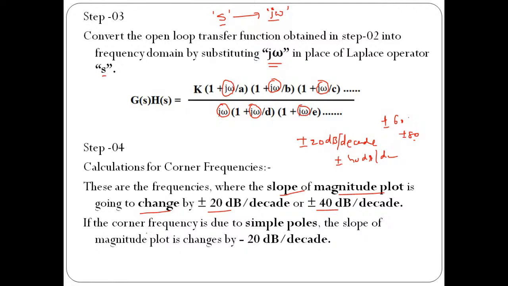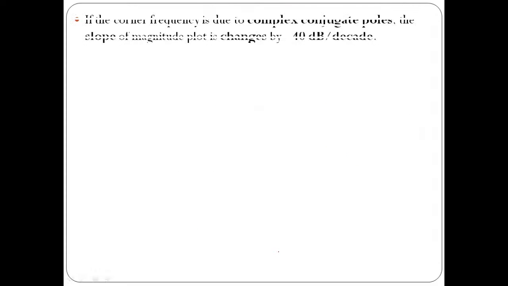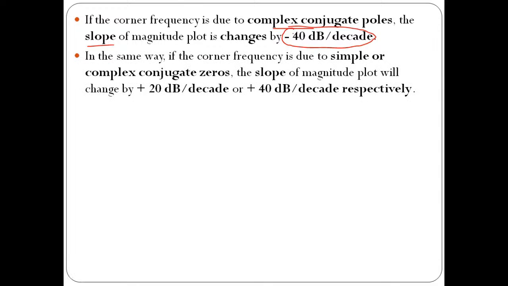Suppose the corner frequency is due to a simple pole, then the slope of the magnitude plot is going to change by minus 20 dB per decade. In the same way, if the corner frequency is due to a complex conjugate pole, this is very important, then the slope of the magnitude plot is going to change by minus 40 dB per decade. This is very important. These points you have to remember.